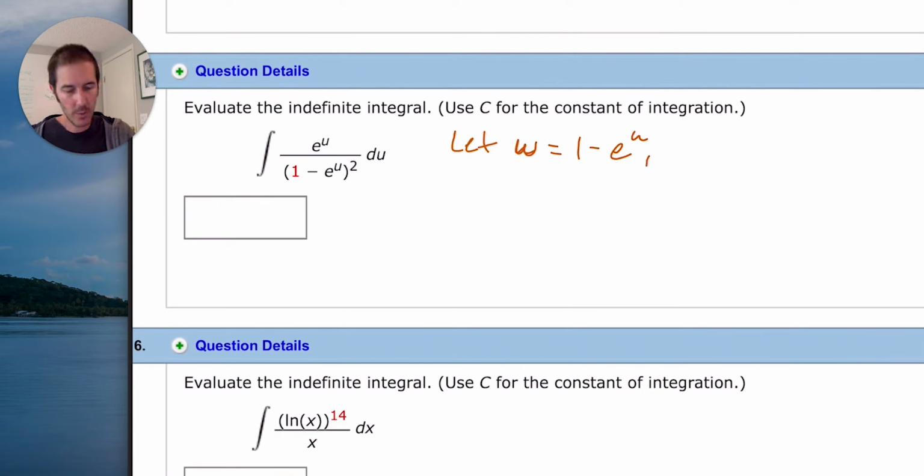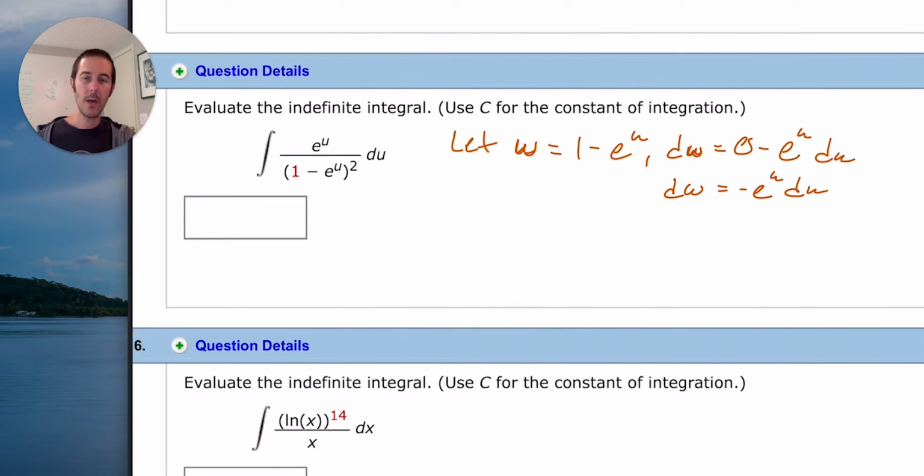What's the next thing we do? We take the derivative of both sides. So now this says dw equals, what's the derivative of a constant value? 0. So we've got 0 minus, what's the derivative of e to the u? The answer is e to the u du. So 0 minus e to the u, that's kind of weird. Let's write this as dw equals negative e to the u du.